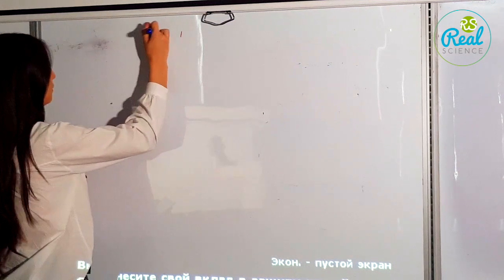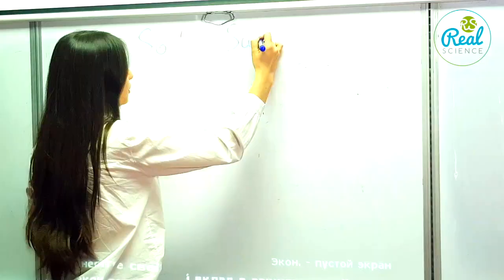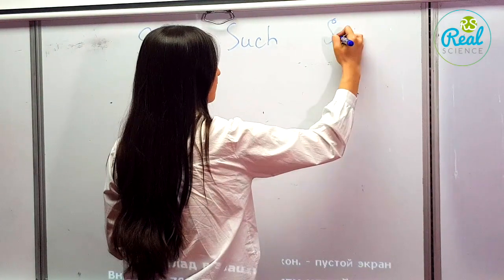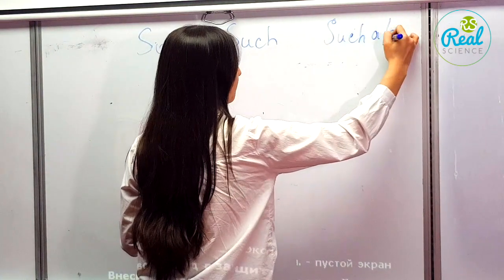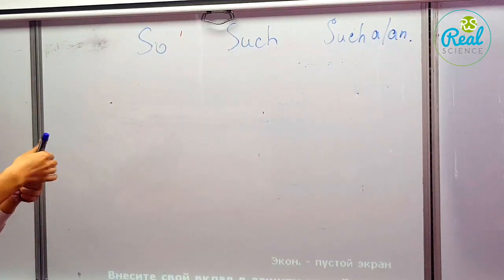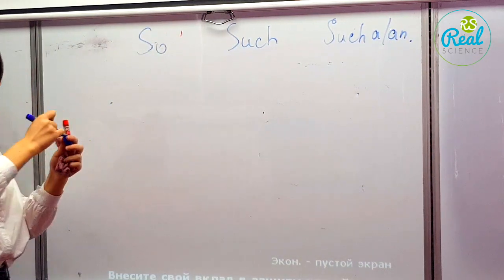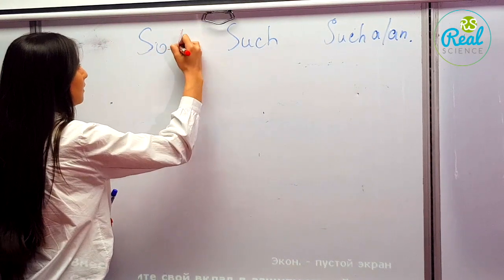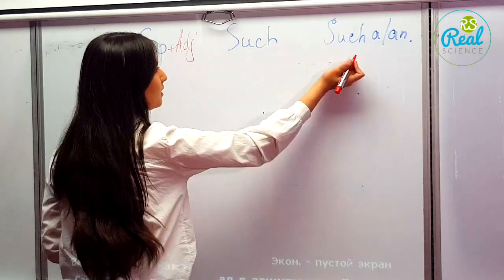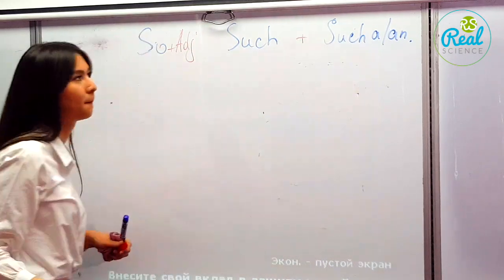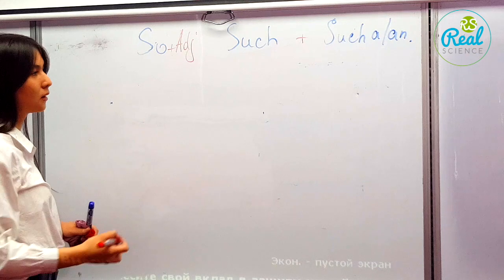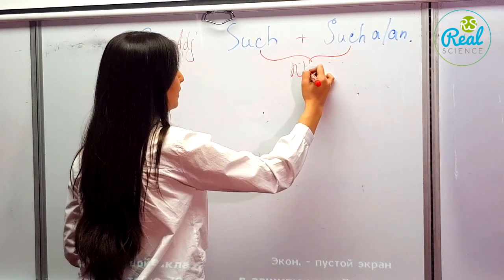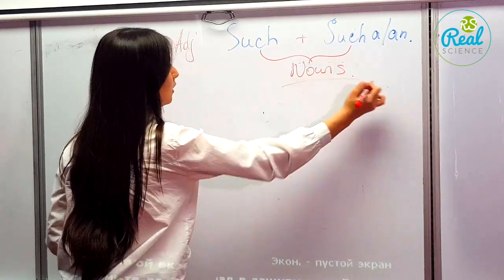So we have so, we have such, we have such a. So what is the difference between them? So, before adjectives, so is for adjectives. And such and such a, what about them? For nouns. Okay, for nouns. Let's talk about nouns.